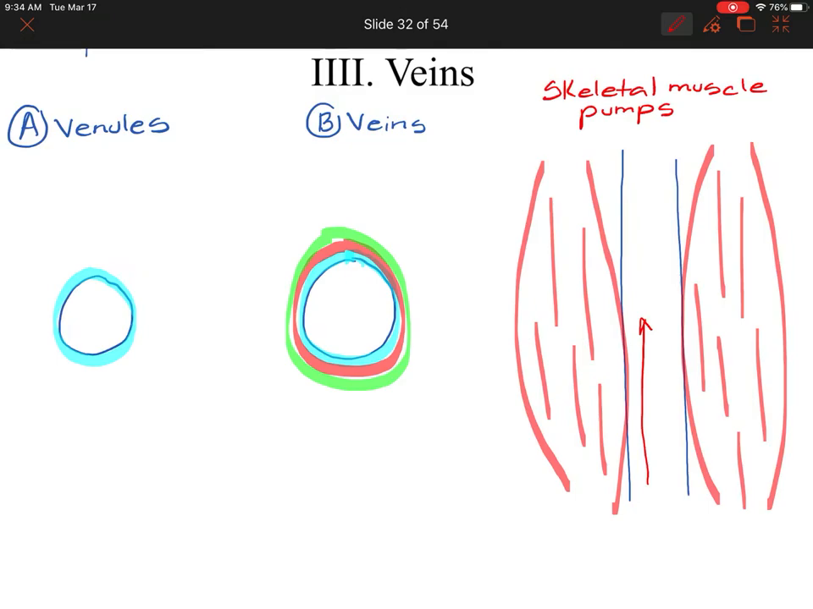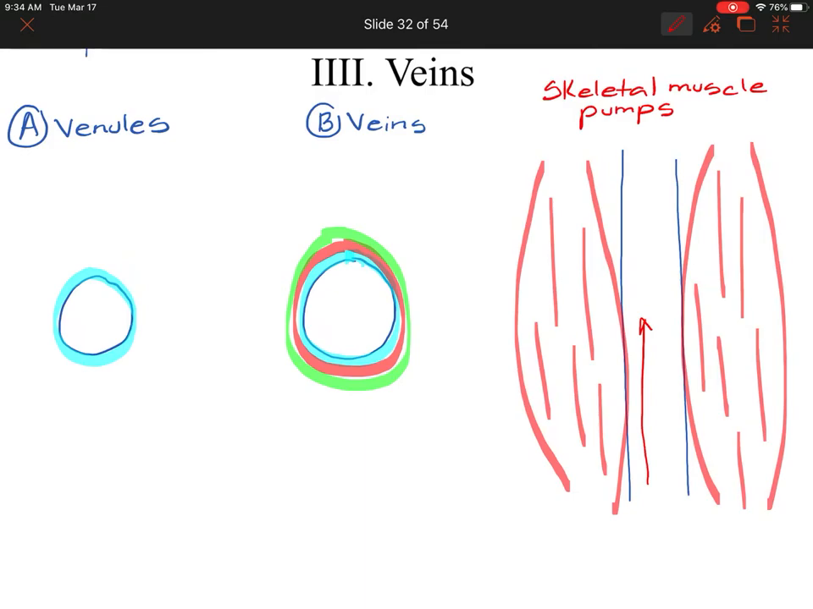Imagine the veins in your leg. You have to get blood from your pinky toe all the way back to your heart, but you don't have any vasoconstriction. The way you're going to do that is by contracting and squeezing the muscles on either side of the vein. So let's imagine walking. You're taking steps, your calf muscle is squeezing, and it's forcing blood up.